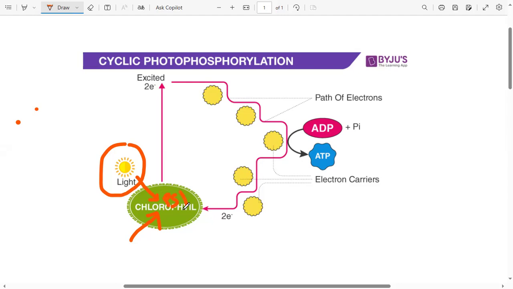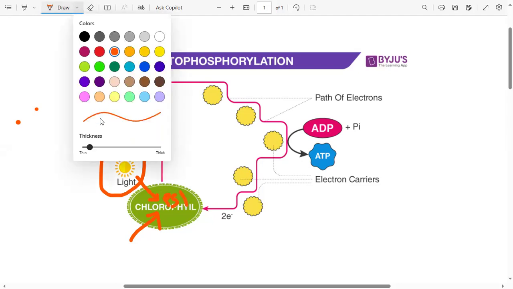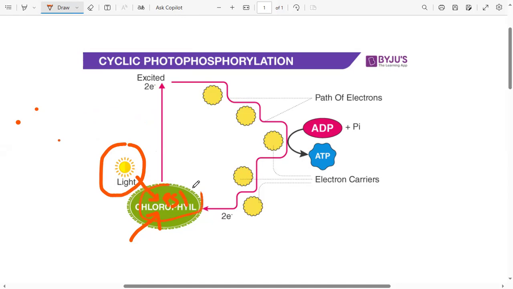Once that PS1 has absorbed that light, what happens? The electrons here get excited. So you can see excited, I was using an arrow to point up there. You can see these electrons are excited from the PS1 after it has absorbed what? Light.